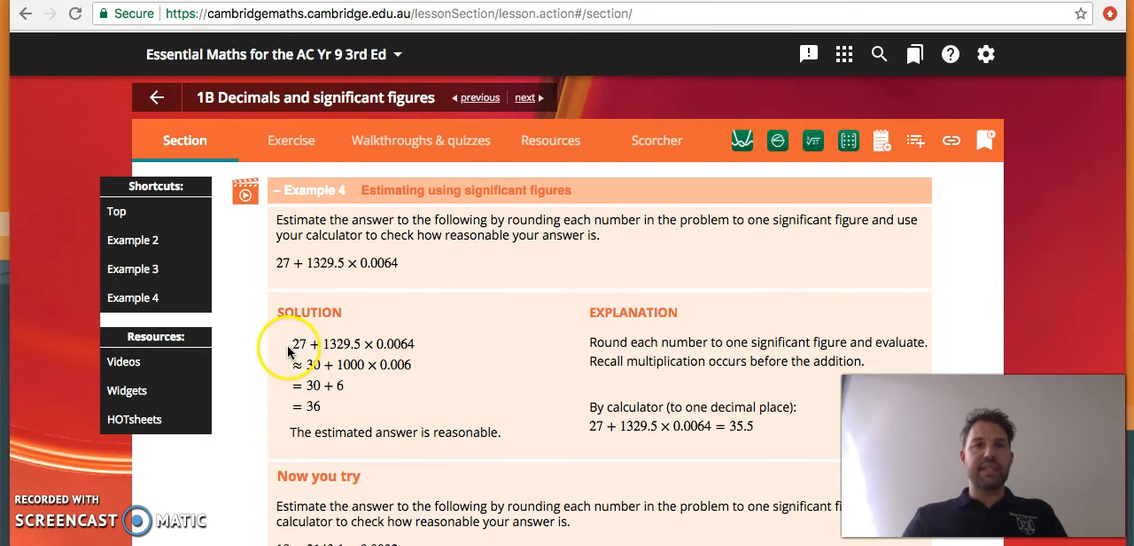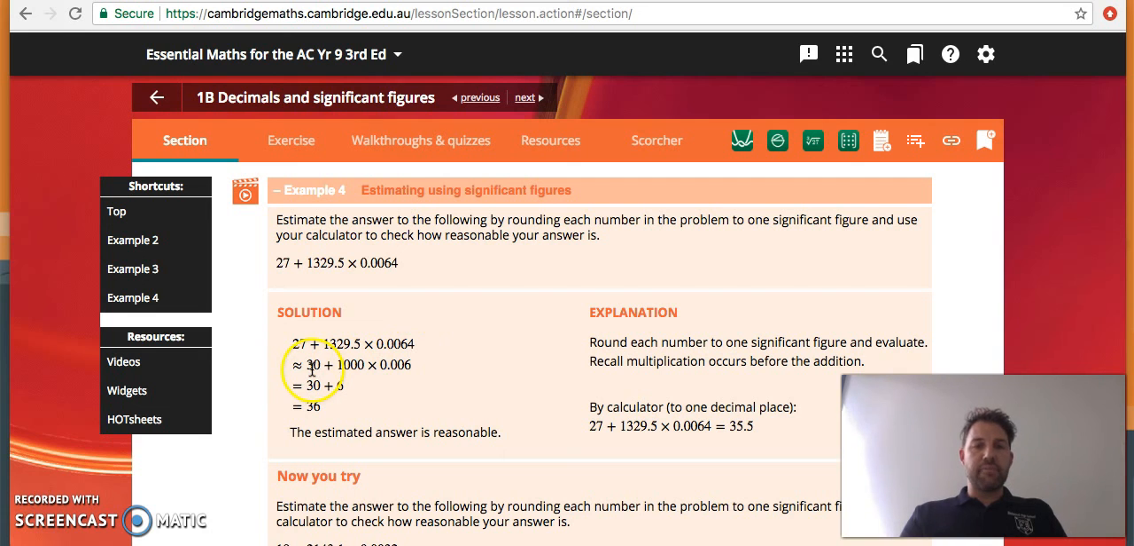Our 2 is our significant figure. The 7 is higher than 5, so our 2 goes up to 3, and it's 30. Our 1 is our significant figure. Our 3 is lower than 5, so it goes to 1,000,000. Our first significant figure here is the 6, so the zeros remain, and 4 is less than 5, so it stays at 6. It does not go up to 7.